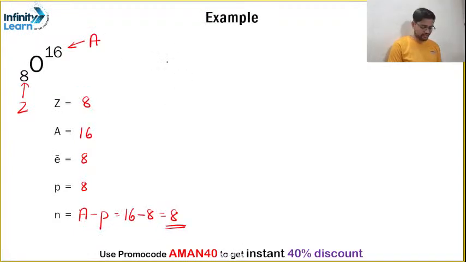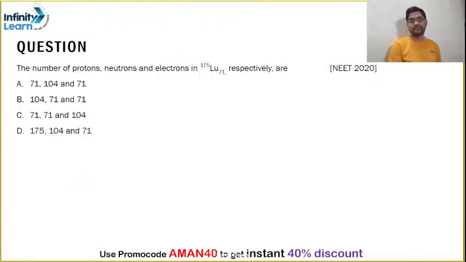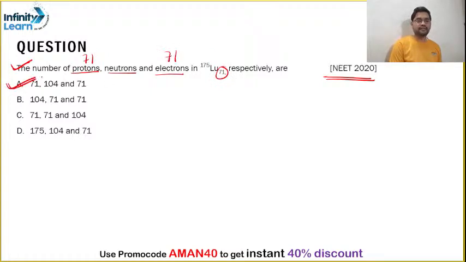Normally when I teach this, it feels like a 9th and 10th standard concept. But in NEET 2020, the same question was asked: calculate the number of protons, neutrons and electrons. To save time, this is 71 at the start and 71 at the end, and the only option with that is A. You don't need to calculate the number of neutrons. If you don't have such a combination, you can calculate the number of neutrons as well. 175 minus 71 is 104.